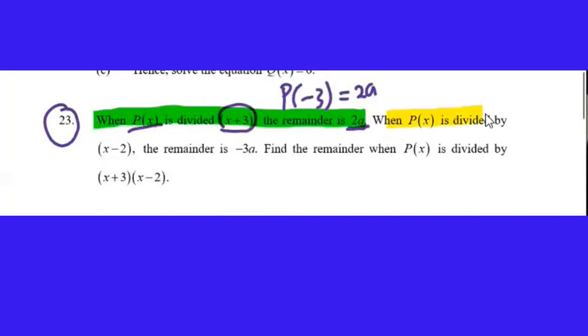The second one, try the second one. When P(x) is divided by x minus 2, the remainder is negative 3. Who wants to try? P of what? P of 2, good, is equal to?